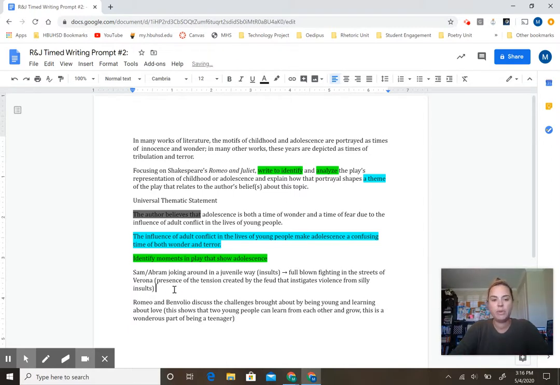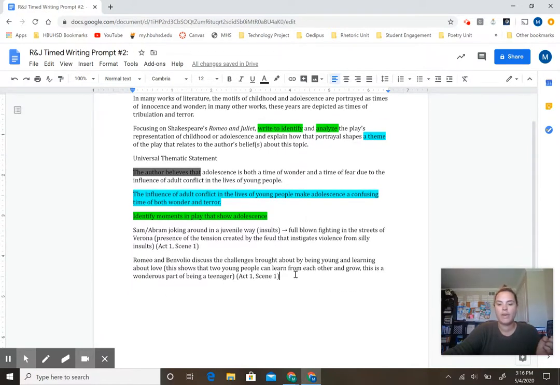You know what I think I'm going to do here? I think in parentheses, I'm just going to put this is Act One, Scene One. And then this is also Act One, Scene One. All right, so let's keep going.